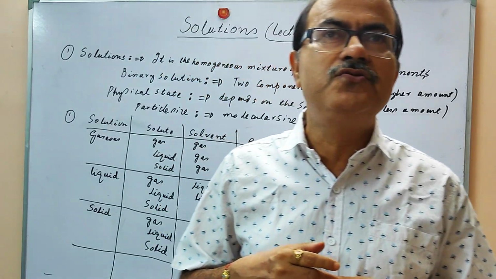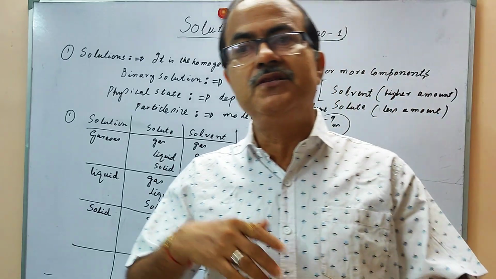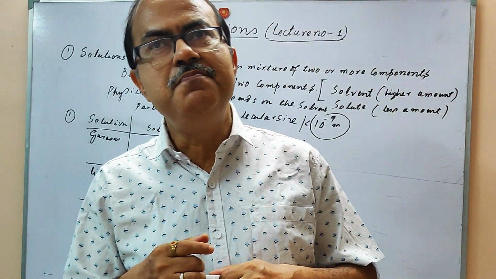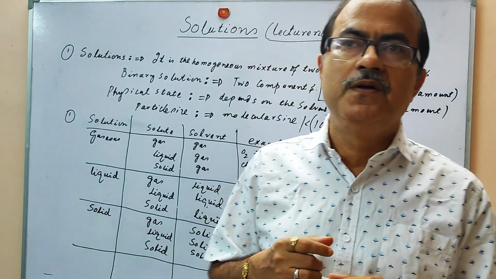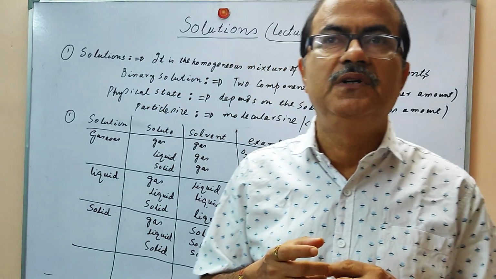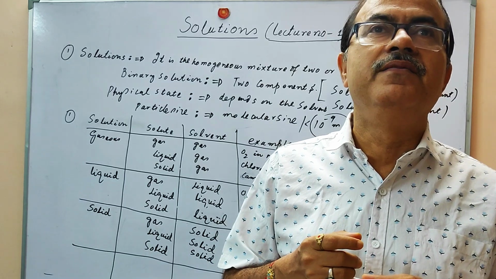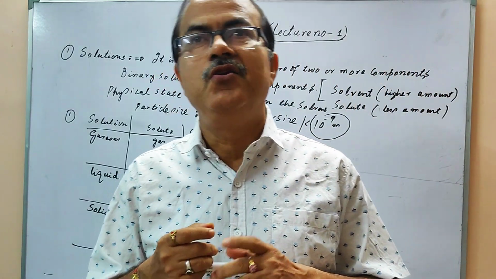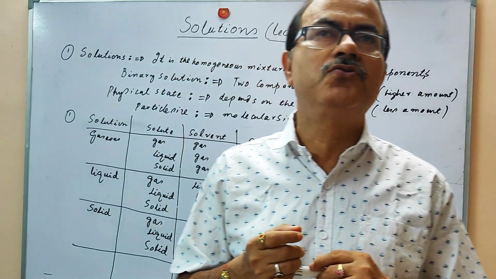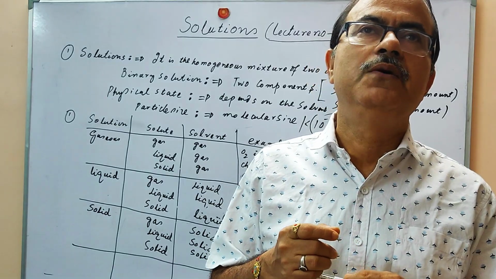In quantitative type solutions, you will also find that there are two types. One is volume based and the other is weight based. Volume based means where the volume term will be there, for example percentage weight by volume. Second, molarity, normality, formality. All those descriptions of the concentration of the solution are volume based.